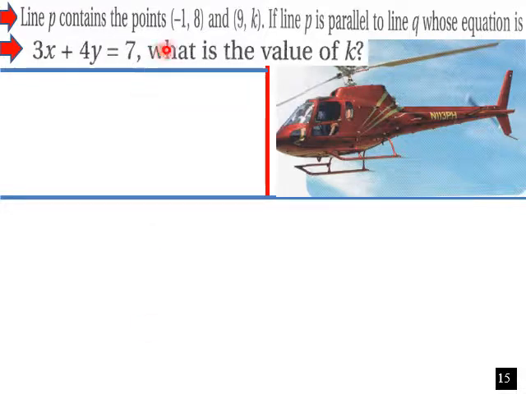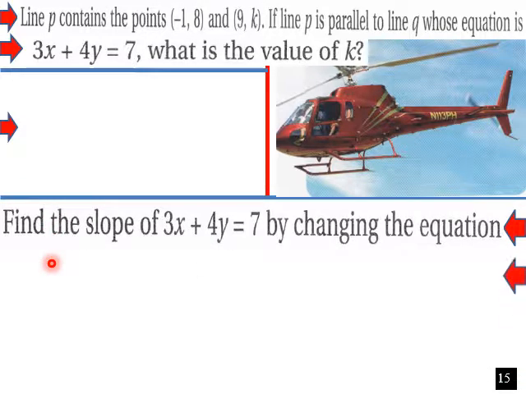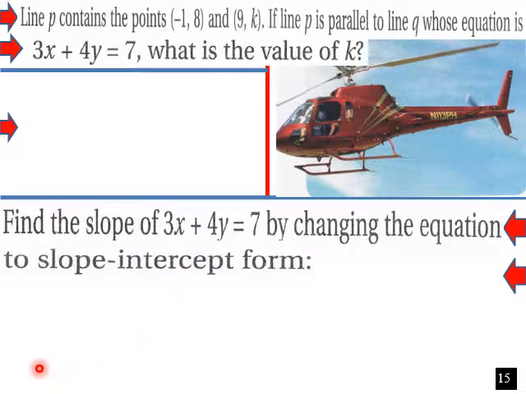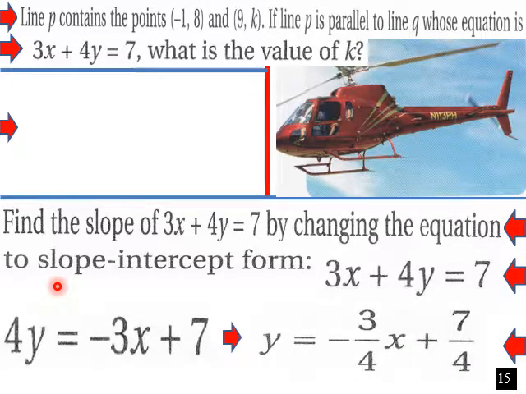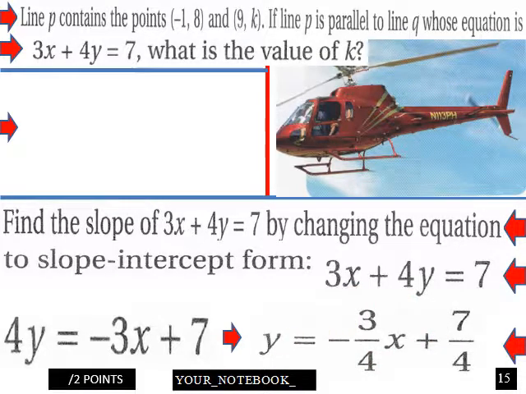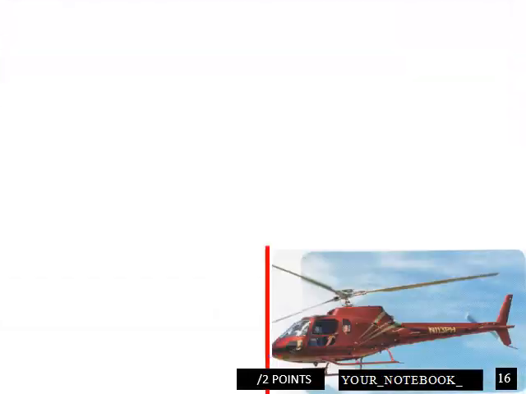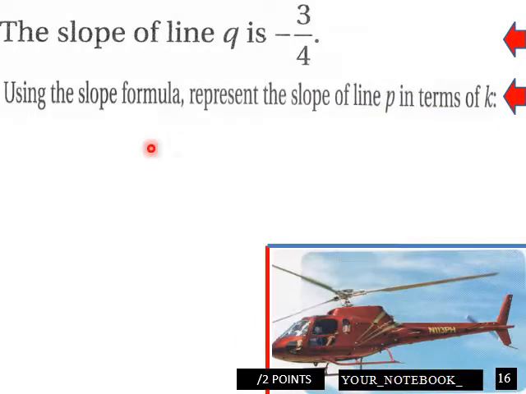Line P contains the points (negative 1, 8) and (9, k). If line P is parallel to line Q, whose equation is 3x plus 4y equals 7, what is the value of k? Find the slope of 3x plus 4y equals 7 by changing the equation to slope-intercept form. So we get this here. Here's our slope-intercept form. So the slope of line Q will be negative 3 over 4.